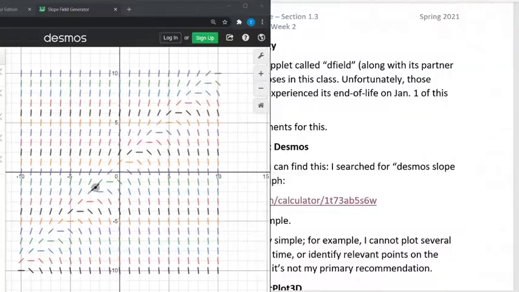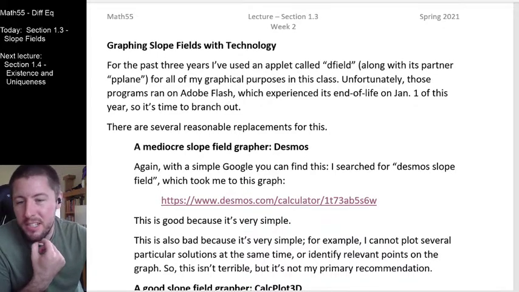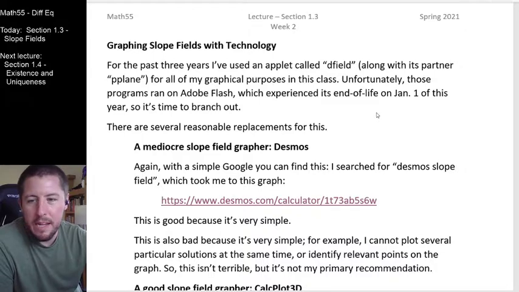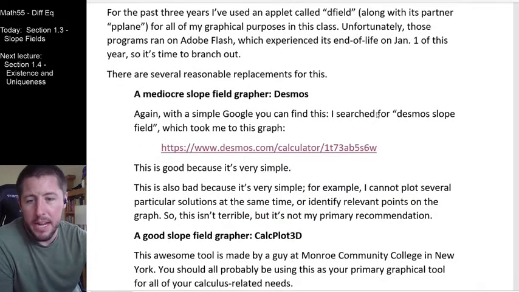So back to our document here. It's good because it's simple. It's bad because it's simple. That's sort of what I have to say about this. I want to be able to plot particular solutions. I can't do that. It's not terrible, not my primary recommendation.